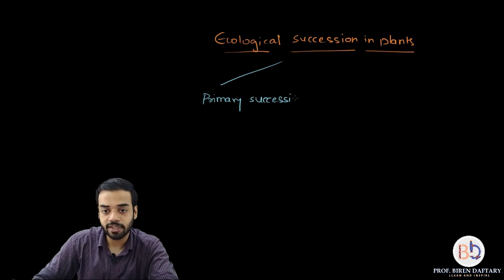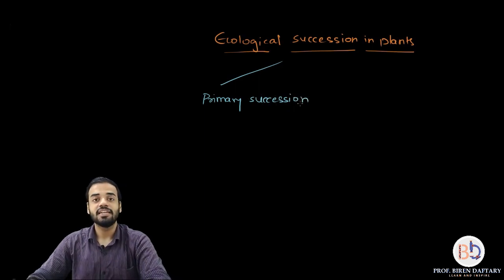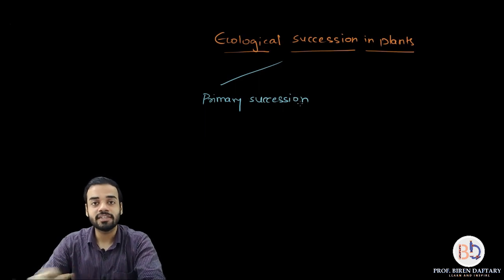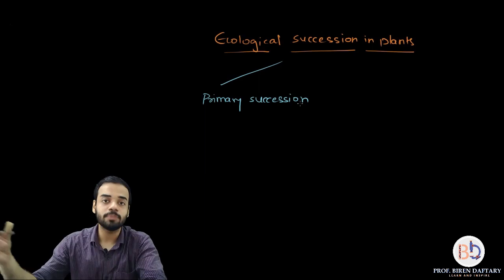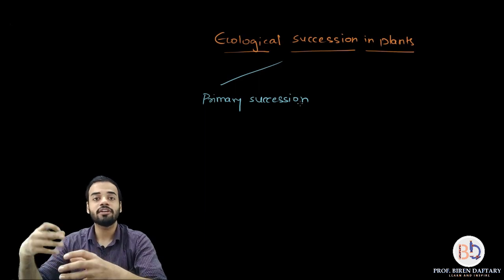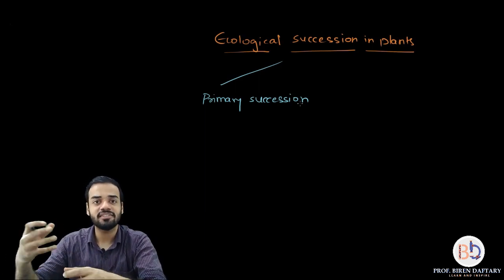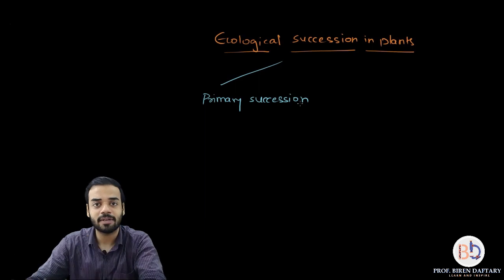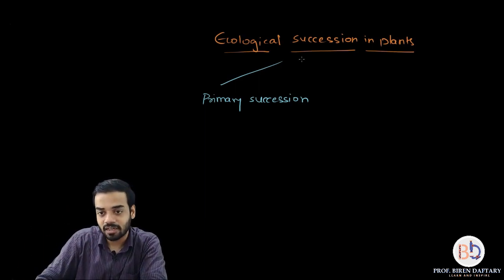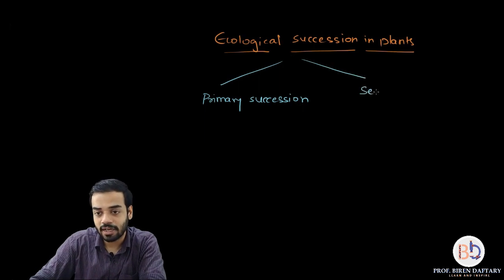I hope everybody remembers what is primary succession. In primary succession, in a particular area, no organisms are present at any period of time, and suddenly a new species enters for the first time in that area. That species is called a pioneer species. Then whatever succession occurs, whatever several stages come, finally forming a climax community, that type of succession is called primary succession. Similarly, there is something which is called secondary succession.